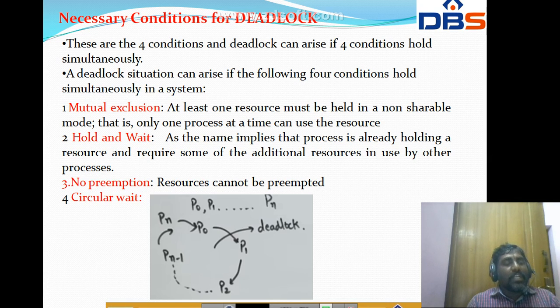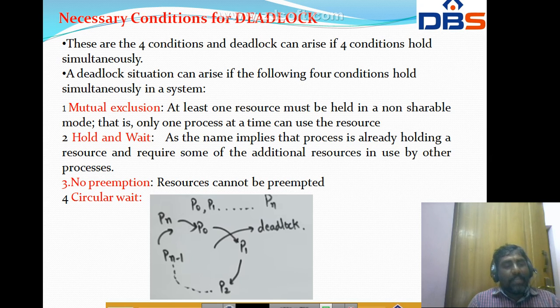Next one is circular wait. What is meant by circular wait? There is a set of waiting processes P0, P1, P2, and so on up to Pn, such that P0 is waiting for a resource held by P1, P1 is waiting for a resource held by P2, and P2 is waiting for a resource held by P3, like that.